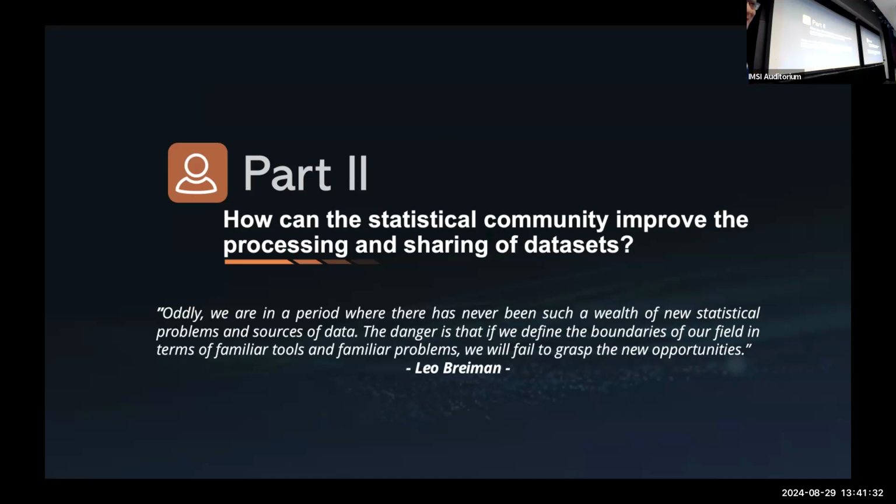I quote Neil Bremer's phrase: we're in a period where there has never been such a wealth of new statistical problems and sources of data. The danger is if we define the boundary of our field in terms of familiar tools and familiar problems, we'll fail to grasp the new opportunities. I learned a lot through my career by just trying to understand these two sentences, okay?